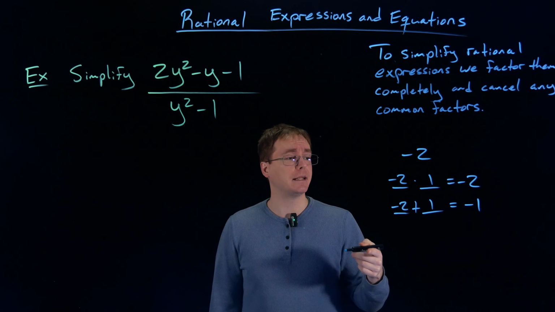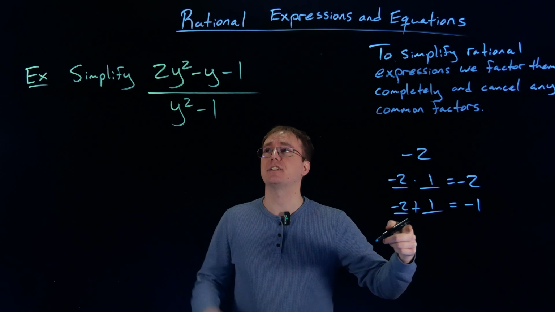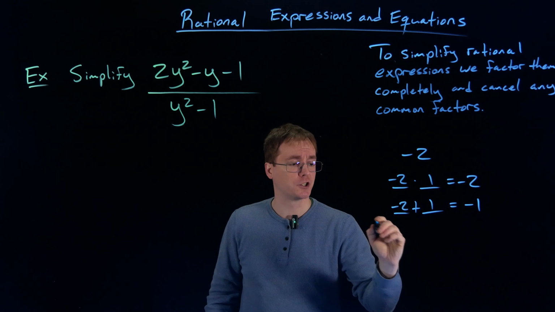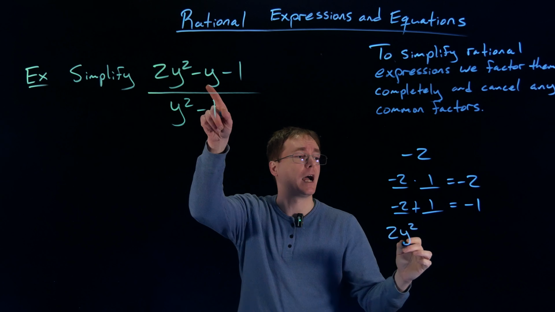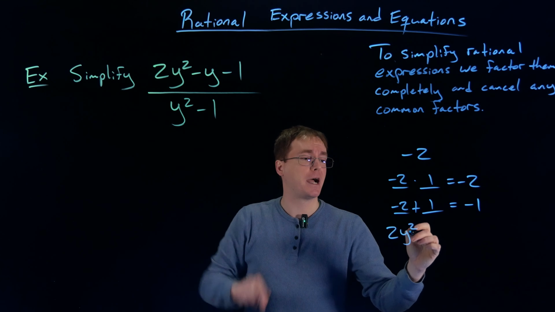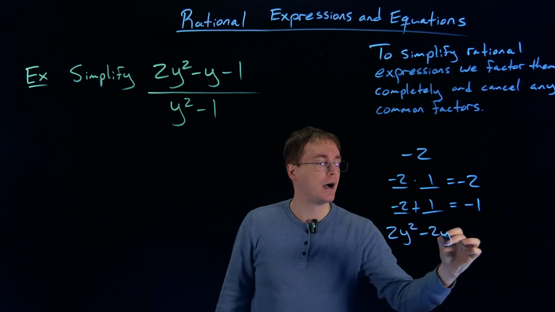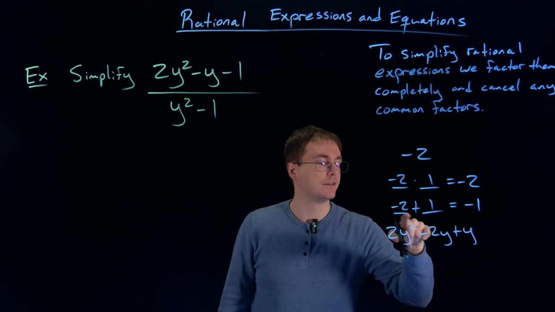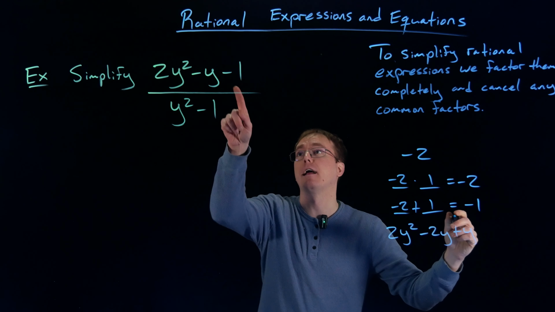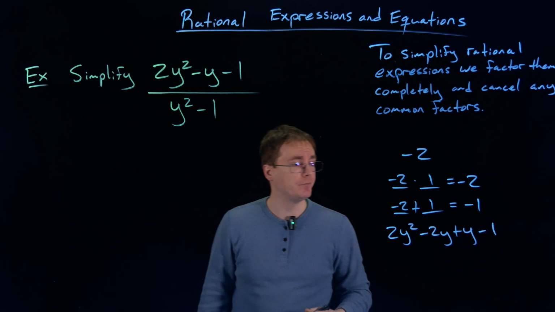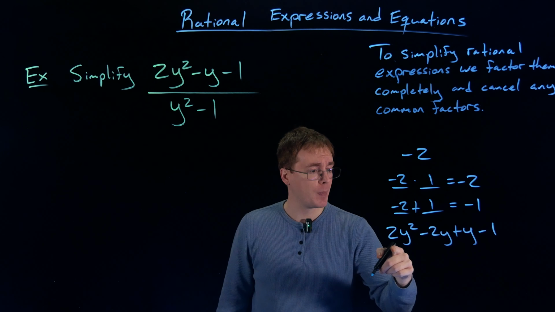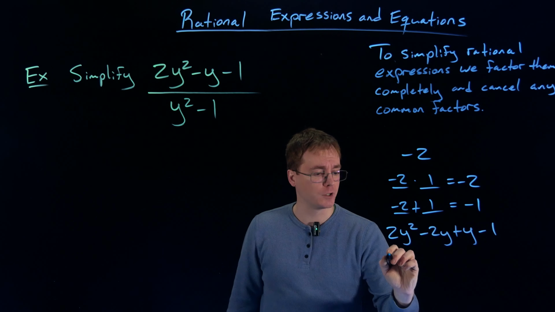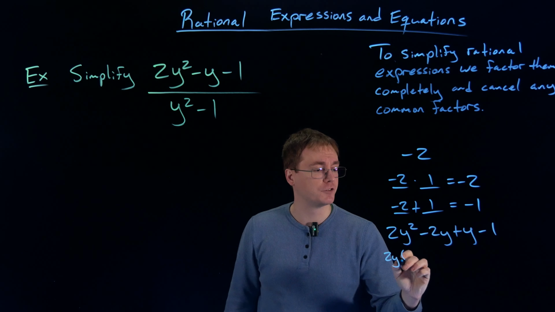So now we have to remember with the AC method, what these two numbers tell us is how we can break apart that linear term or rewrite it. Instead of looking at 2y squared minus y minus 1, we're going to rewrite that minus y as negative 2y plus 1y, right? Negative 2y and the plus 1y. Then we still have that minus 1. And the idea now is we've created two groups that we can then factor. The first group is our first two terms, which have a common factor of 2y.